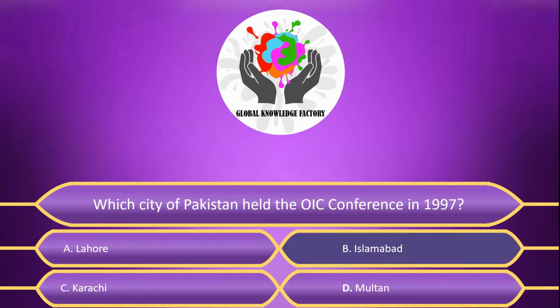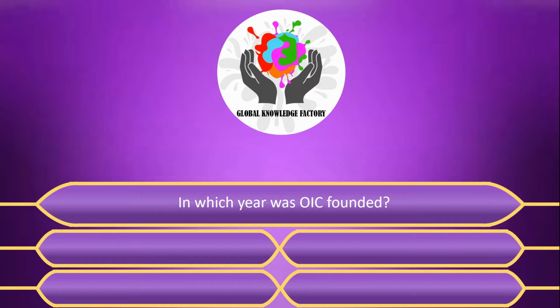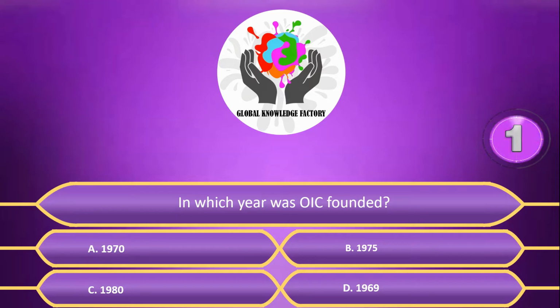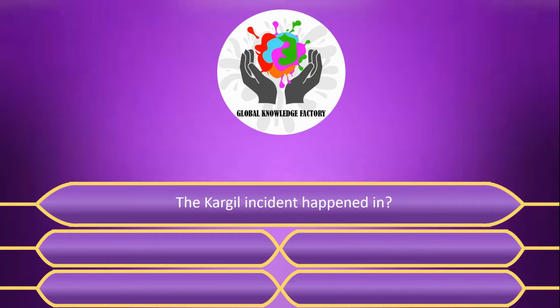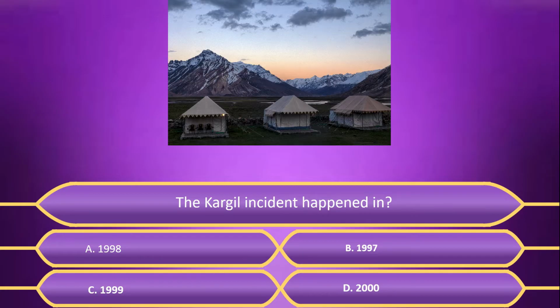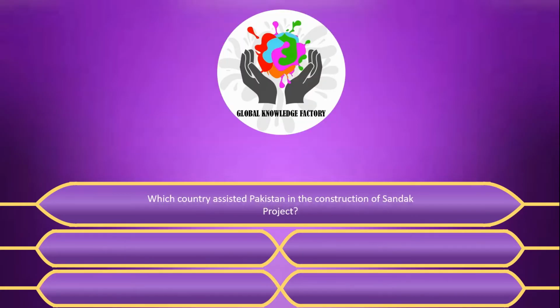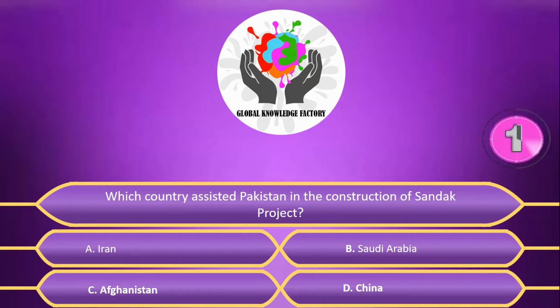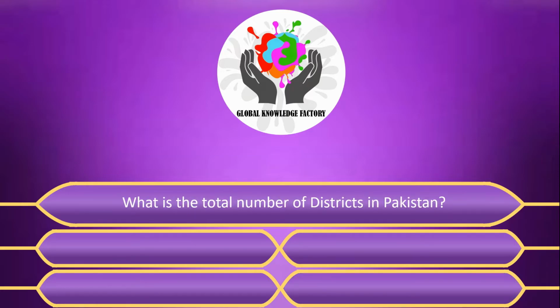Answer is Islamabad. In which year was OIC founded? 1969. The Kargil incident happened in? Answer is 1999. Which country assisted Pakistan in the construction of the Saindak project? Answer is China. What is the total number of districts in Pakistan?